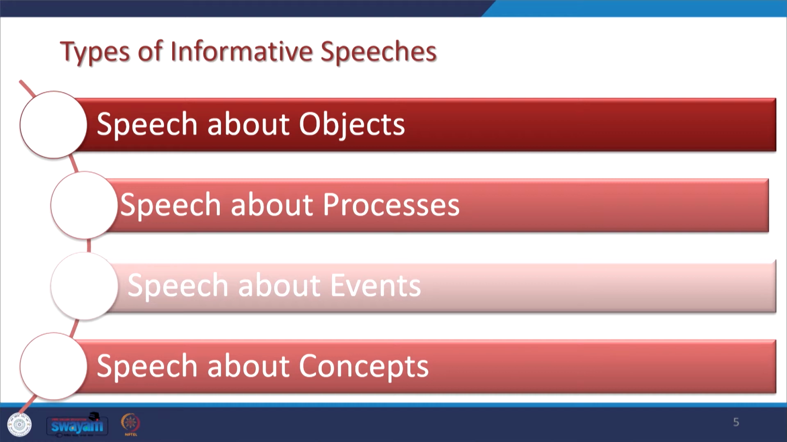Some of your senior bosses, some of your CEOs, some of the unit heads will tell you about certain objects. At times they may also tell you about some processes. At times they may also tell you about some events so that you can take a lesson or a cue out of it. At times they may also tell about some concepts.